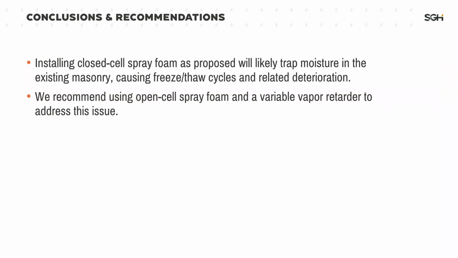Through all of this modeling, we saw that installing closed cell spray foam as proposed will likely trap moisture in the existing masonry, which could cause freeze-thaw cycles and related deterioration. Therefore, we recommended using open cell spray foam and a variable vapor retarder to address this issue.